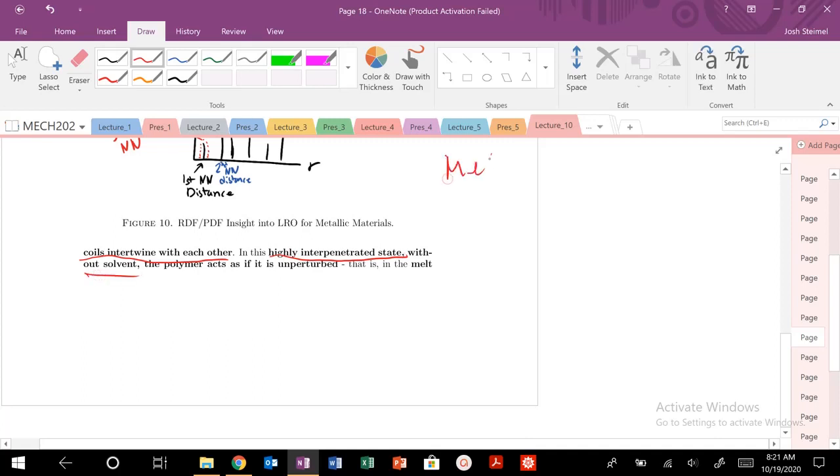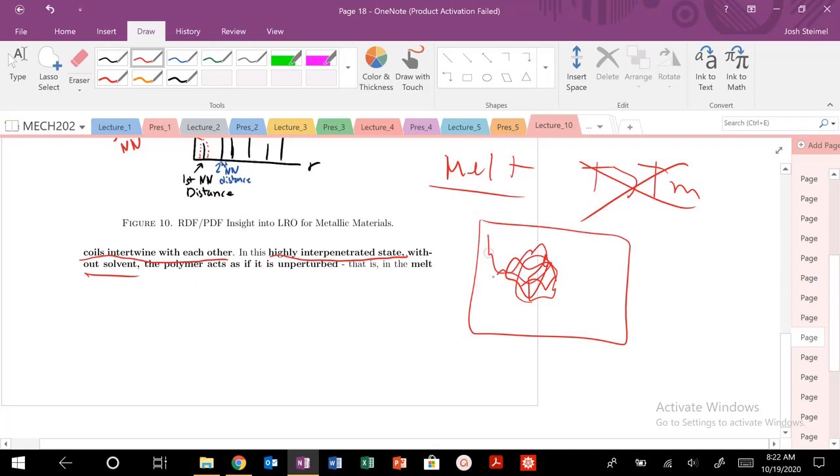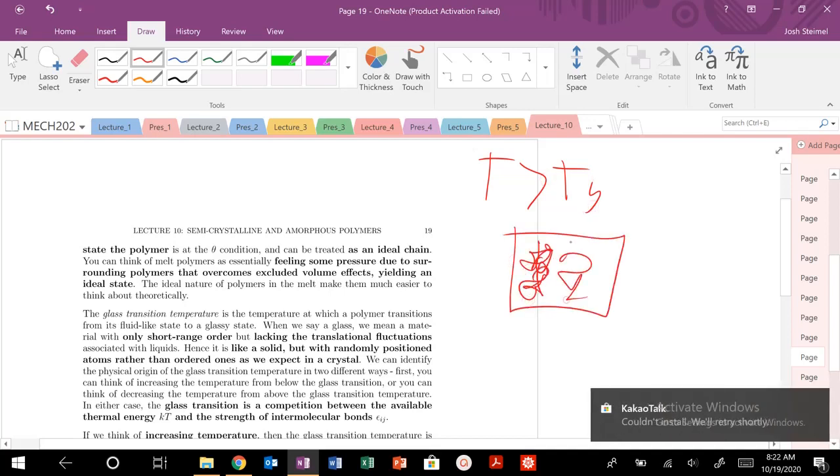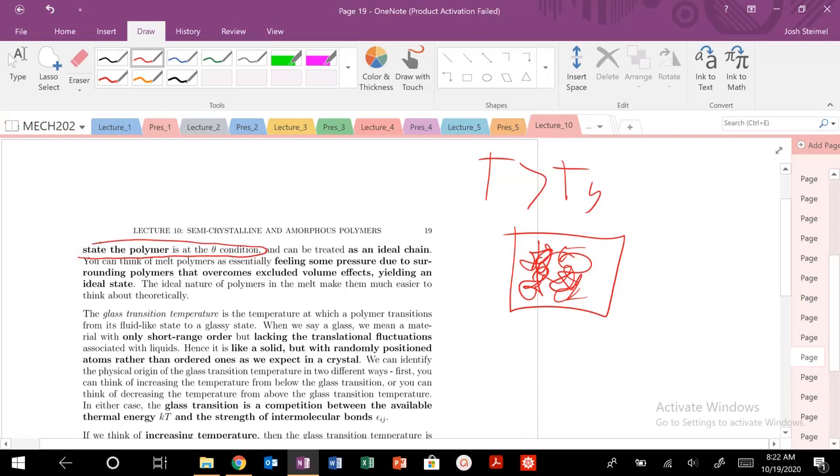So again, when I say the melt state, I don't mean that T is greater than Tm. No. In the melt state, we are looking at a situation where we just have polymers and no solvent. So in this highly interpenetrated state without solvent, the polymer will act as if it's unperturbed. As we looked at previously, what do we say in the melt if we have no solvent? Well, we said that alpha is equal to 1. We're basically in theta conditions. So when T is greater than Tg, in the melt state, with polymers and no solvent, the polymer is at theta conditions, and we can treat our chains ideally.